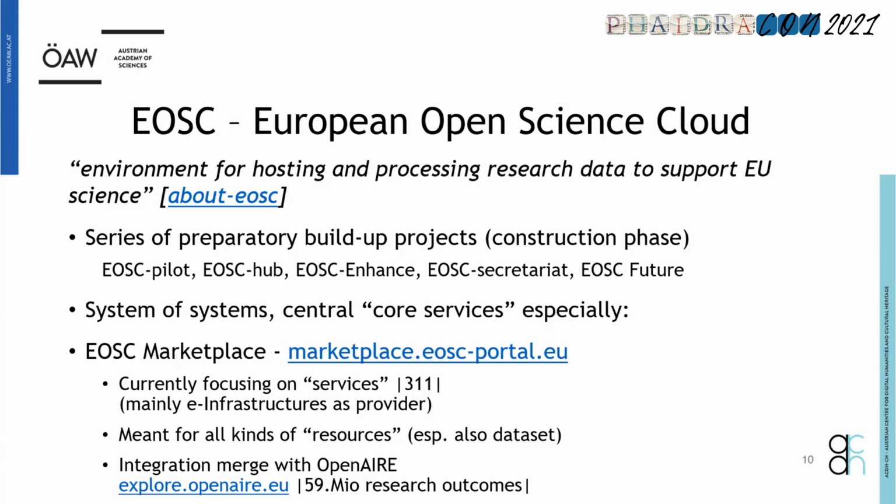It is meant in the end for all kinds of services, but it has a strong bias currently to services, which partly means, for example, I want to have a virtual machine to run a service. So it's very infrastructure biased, so to say. And I feel that at the moment a normal researcher, a humanities researcher, would feel quite lost at this marketplace, but let's see where it evolves.